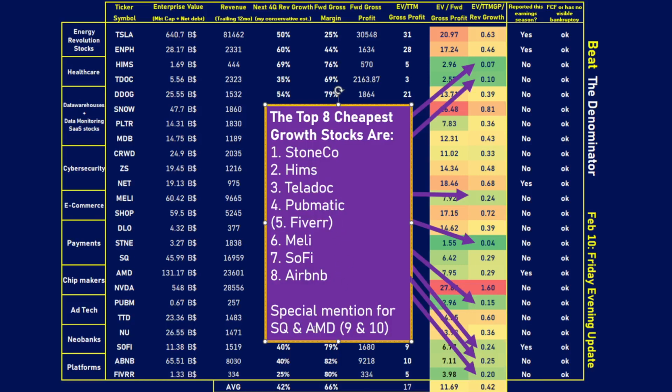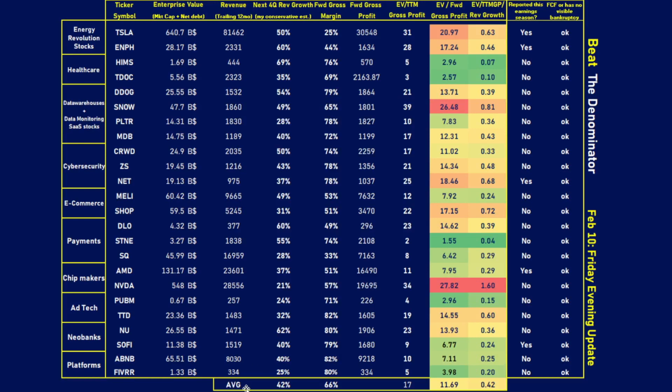And then I put a special mention for Square and AMD, because Square and AMD right here are very much cheap and much cheaper than the rest. An important change in the spreadsheet this week is that I added the average. So out of all of the stocks in the channel, you can compare how they differ on forward revenue growth, on gross margin, on enterprise value to gross profit, and on my favorite metric of valuation right here.